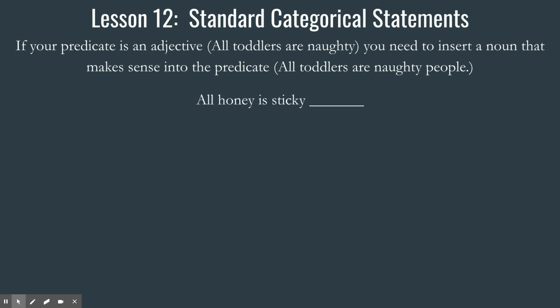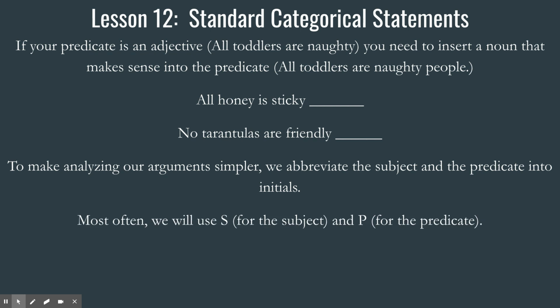So for example, all honey is sticky. What could you put in there to make it make sense, Curran? All honey is sticky. Substance. All honey is sticky substance, or maybe even better, Jesse. Yeah, all honey is sticky food. That'd be a little less awkward than substance. All honey is sticky food. Or how about no tarantulas are friendly spiders, or no tarantulas are friendly animals.